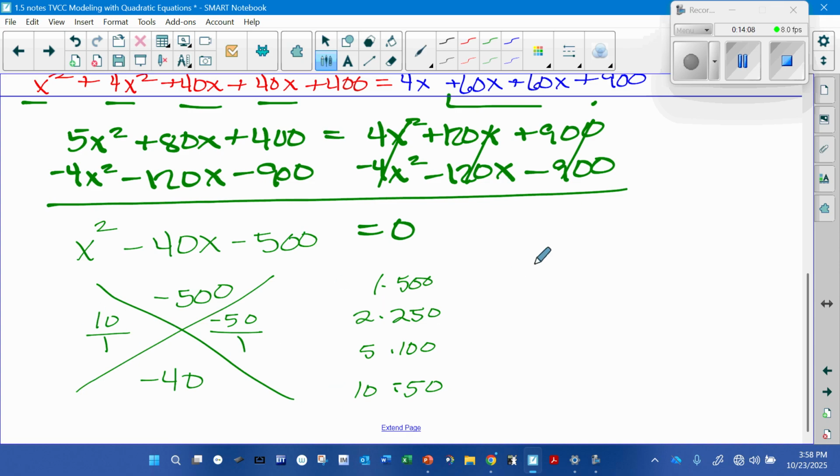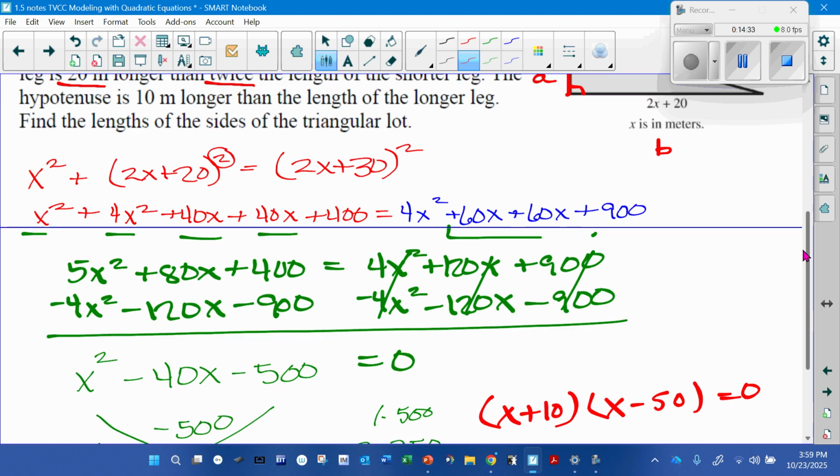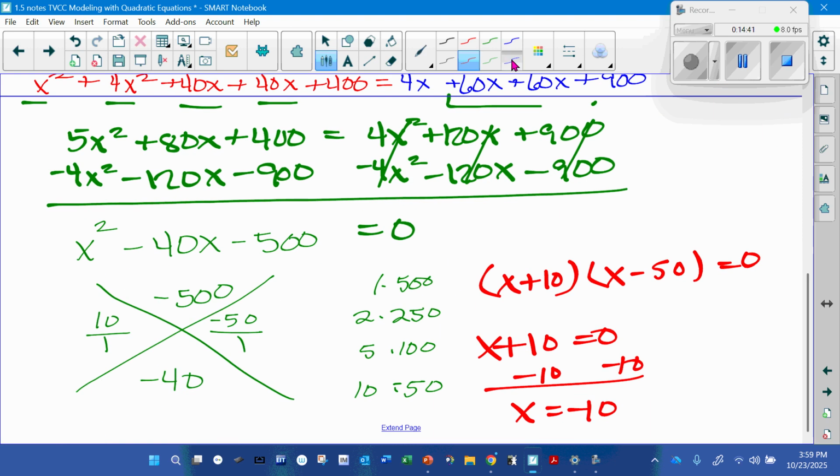So now this piece here is going to be x plus 10, and this is x minus 50, equals 0. So take each piece: x plus 10 equals 0, subtract 10 from both sides, x is negative 10. Remember what I said about if you get a negative answer in geometry, you need to check it. If I go back up here, and x is negative 10, that means this length is negative 10, so that's not going to work. So we know that this answer is not valid for our question.